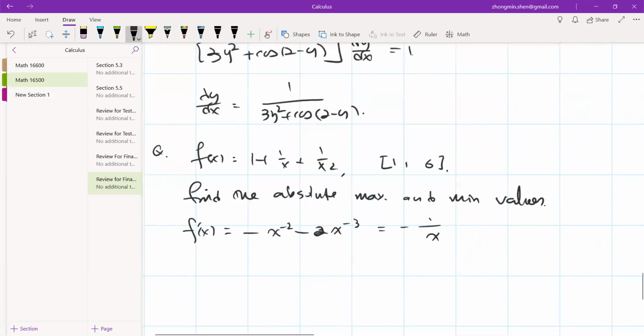Oh, sorry. It's the opposite. I have to include the critical numbers. Okay, so that is going to be minus here. So then I have a positive.